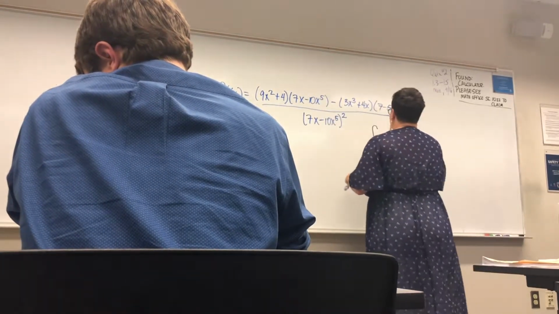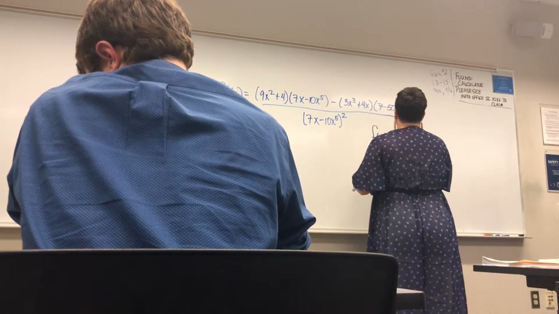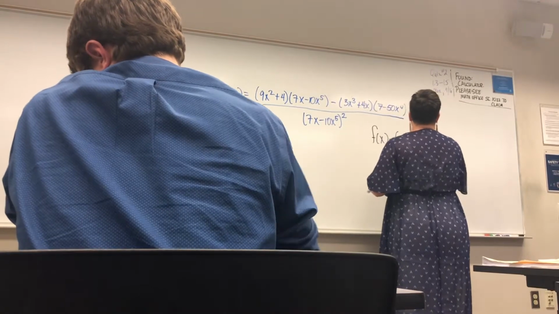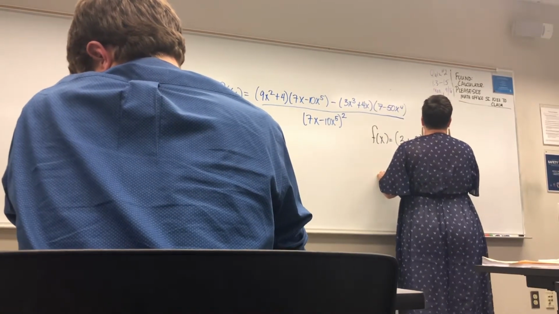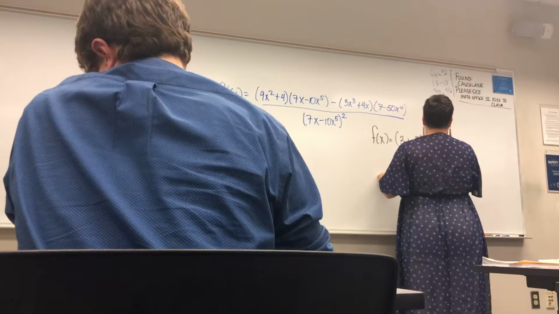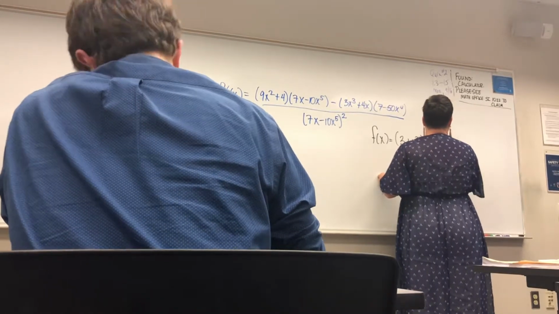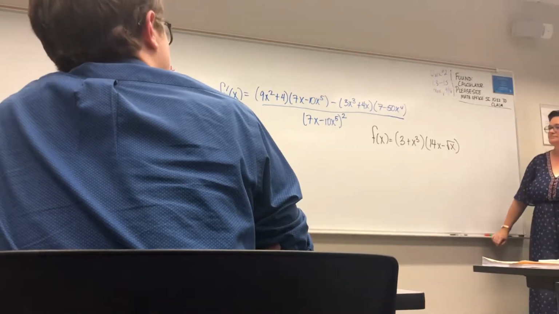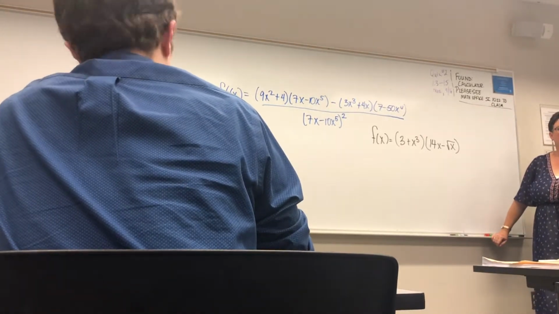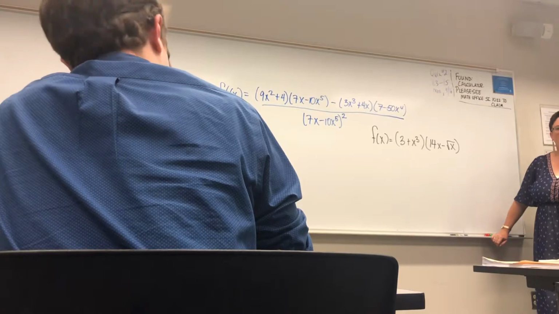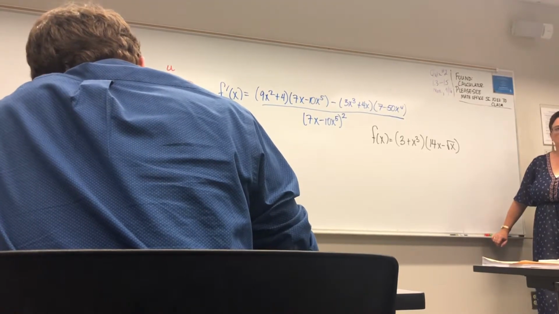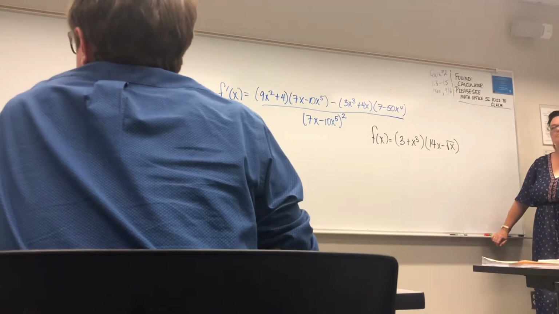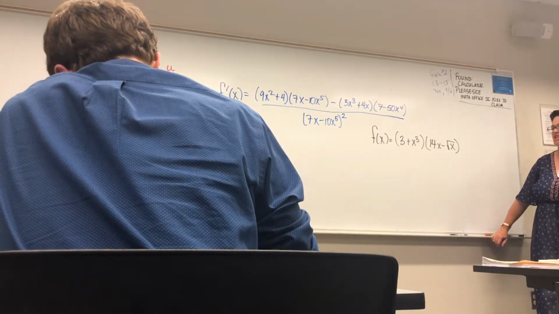How about this one? f of x equals 3 plus x cubed times 14x minus the square root of x. Product or quotient? So, what do we do? First of all, is it all pretty? No. Can we make it pretty? Which term do we need to change?